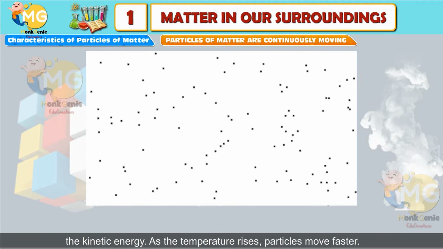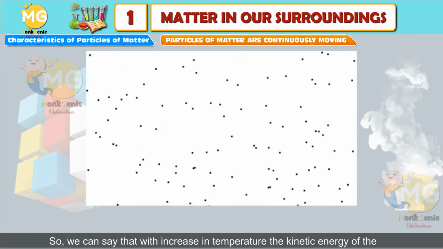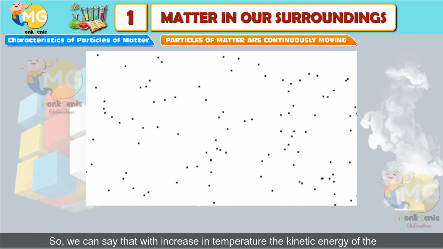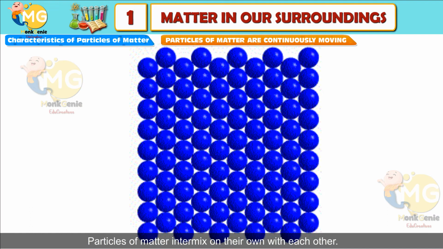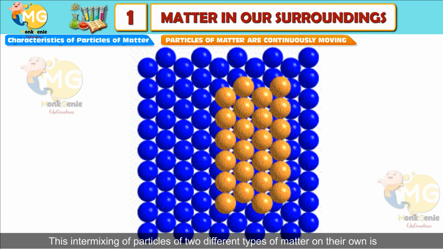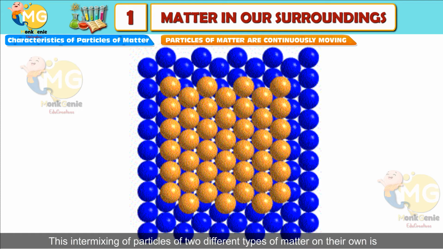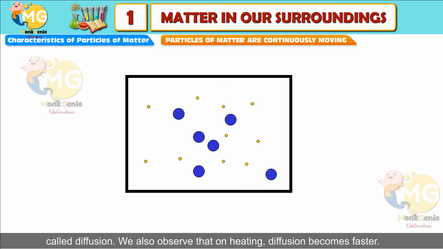As the temperature rises, particles move faster. So, we can say that with increase in temperature, the kinetic energy of the particles also increases. Particles of matter intermix on their own with each other. They do so by getting into the spaces between the particles. This intermixing of particles of two different types of matter on their own is called diffusion. We also observe that on heating, diffusion becomes faster.